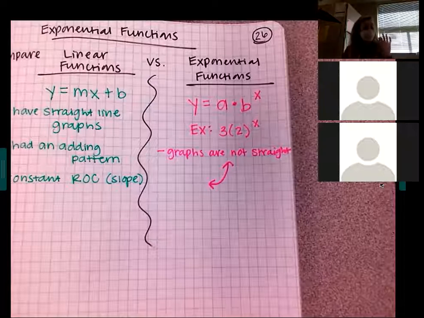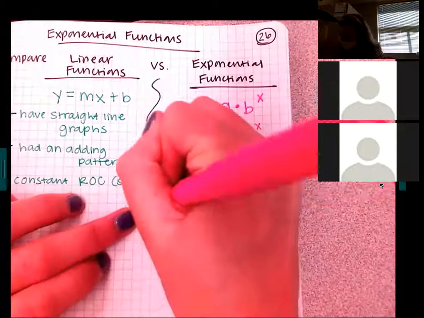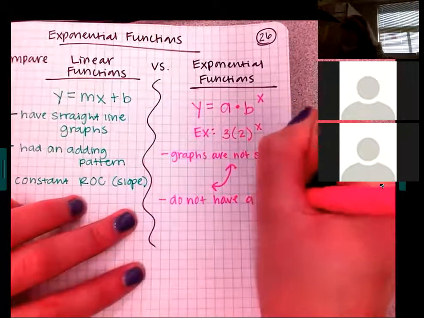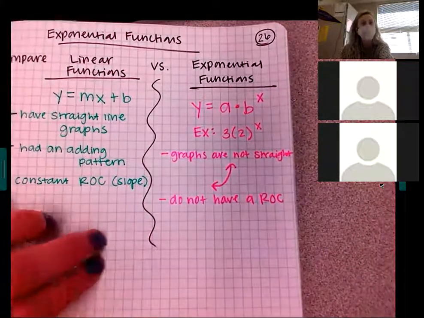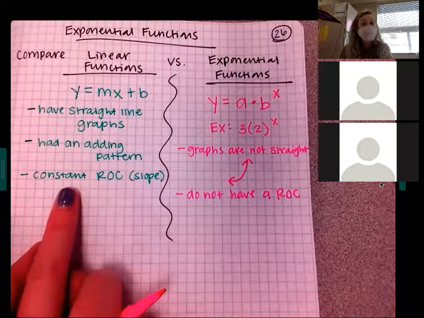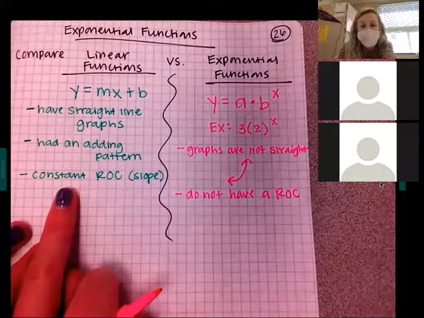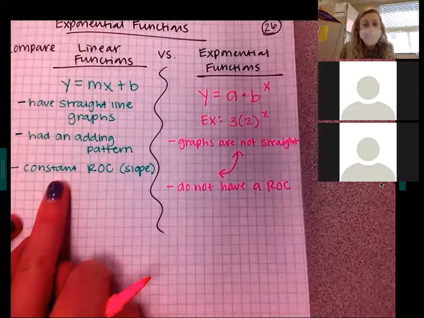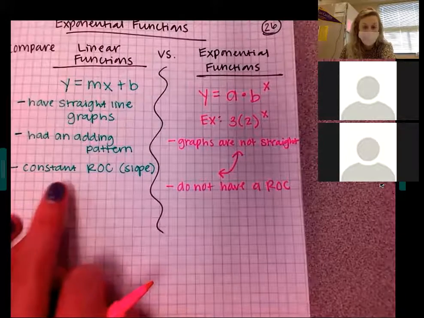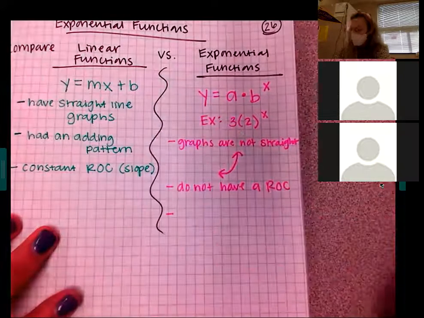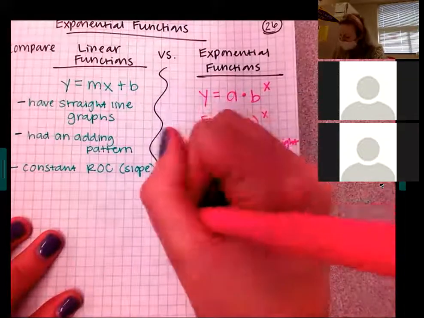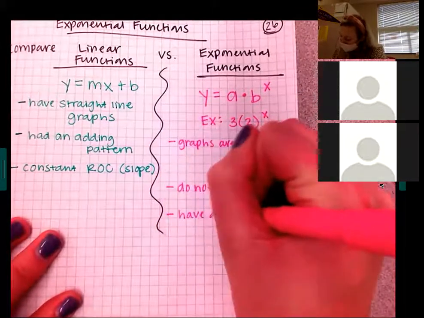So look, the graphs are not straight. Since they're not straight, they do not have a rate of change. What do we write in front of the words rate of change? Constant. You can only have something be constant if it's a straight line. So these exponential functions are not going to have a constant rate of change. And the last thing we talked about in vocab: what kind of pattern should these have? What sign do you see in the equation? There we go. A multiplying pattern.